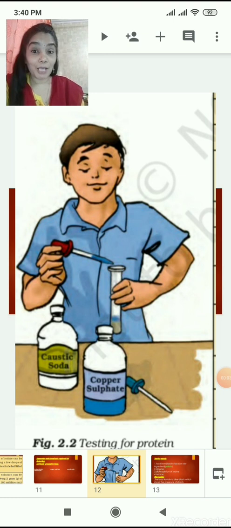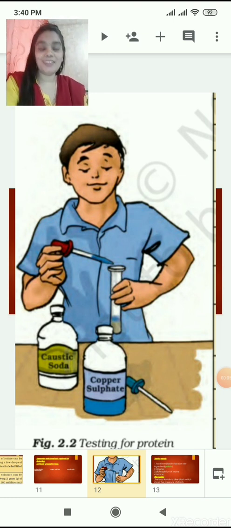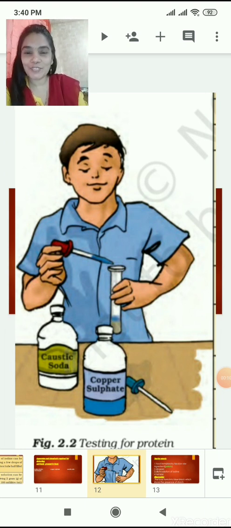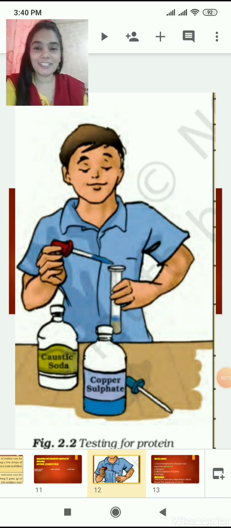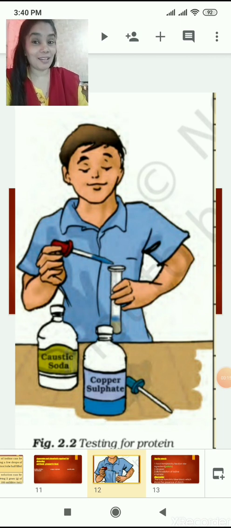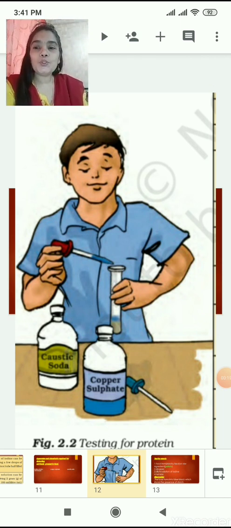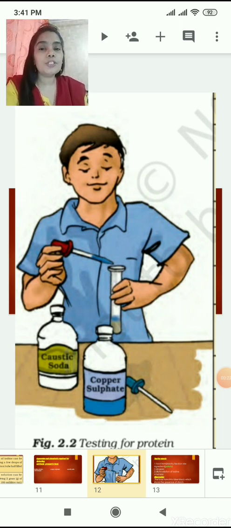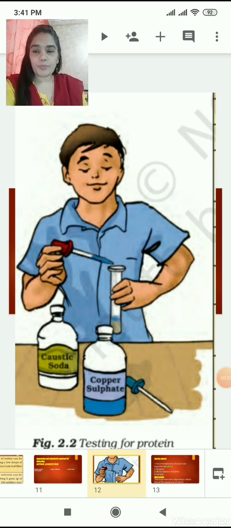Yes, children, are you all excited to do the test like this boy? Very soon we'll also conduct the test like this boy in our own school lab. To try these tests, we are going to use cooked food items or raw ingredients, as I said earlier. So, children, you are not going to taste any of these chemicals.